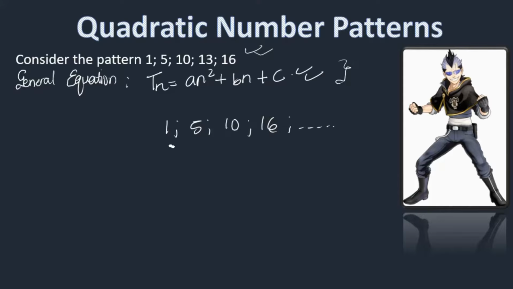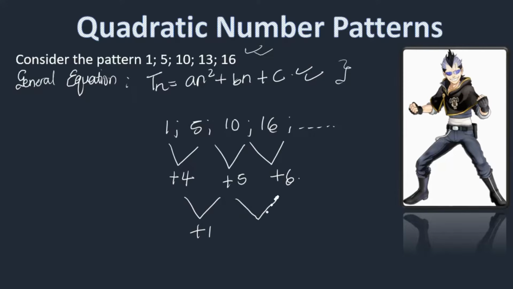Right? So to move from here to there, what happened? They added 4. To move from 5 to 10, they added 5. To move from 10 to 16, they added 6. Right? And look at this one here. To move from here to there, they added 1. To move from here to there, they added 1.